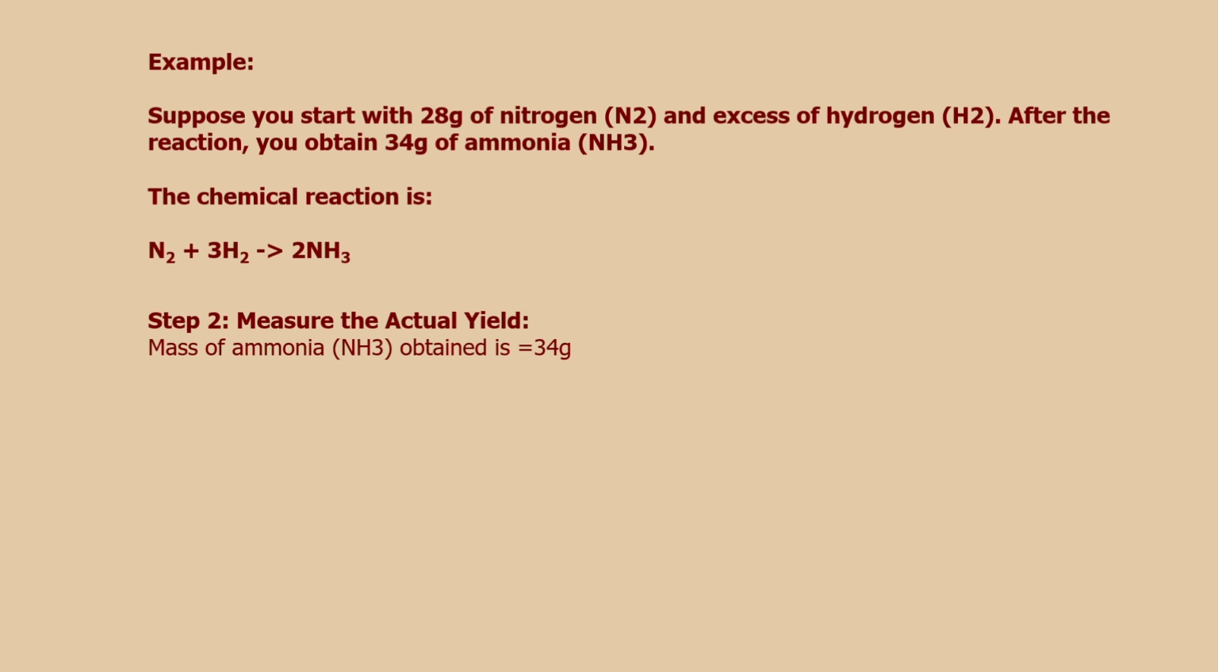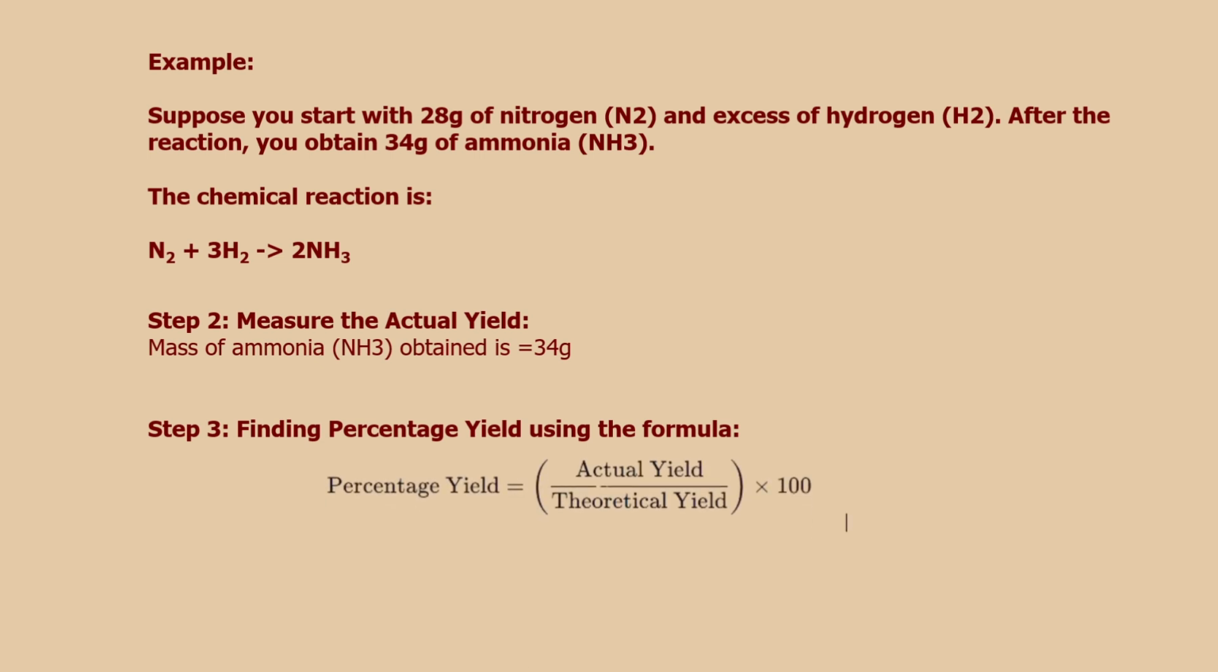Step 2. Measure the actual yield. The mass of ammonia NH3 obtained is 34 grams. Step 3. Finding percentage yield using the formula. Percentage yield is equal to actual yield divided by theoretical yield multiplied by 100, which is 34 grams divided by 34 grams times 100, equal to 100%.